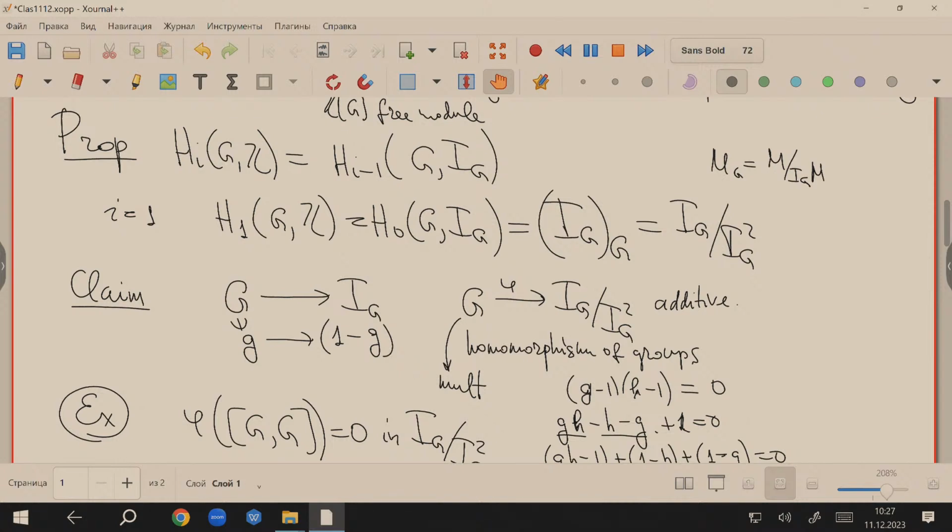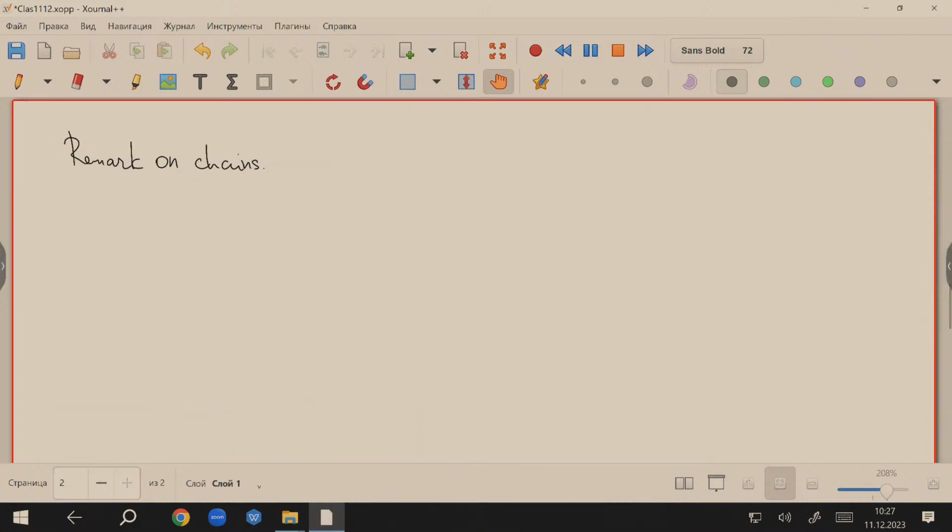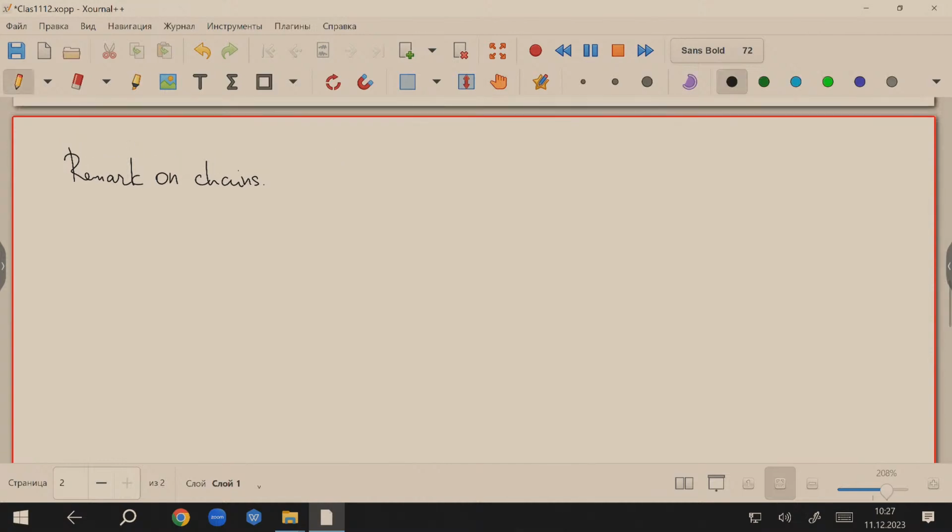So, the other remark is on chains. Notice that we can also calculate the coinvariants via the following: we take Z with trivial action, take the group algebra, and tensor the module over the group algebra. So the idea is to replace Z by a projective resolution.